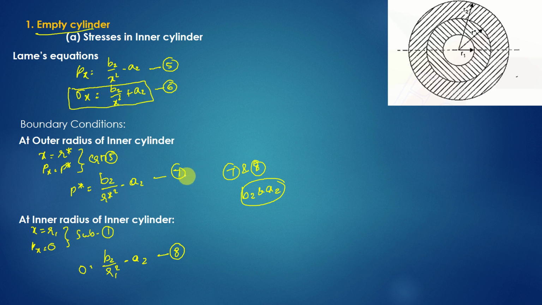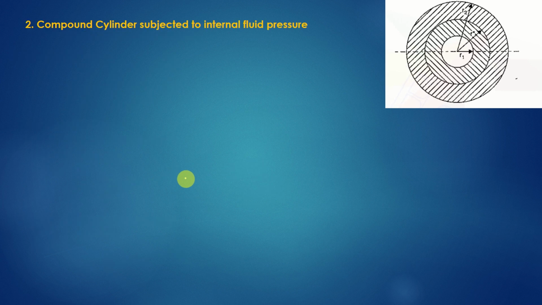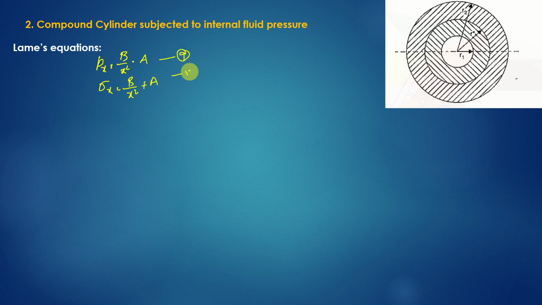If we see the problem, you will understand. So let us move to the compound cylinder, subjected to internal fluid pressure. Now we are considering this compound cylinder as a single unit, not two cylinders. It is a single unit having pressure inside, fluid inside. So let us see Lame's equations we have. Px is equal to B by x square minus A. I am taking capital letters here. Sigma x is equal to B by x square plus A. Take them as equation number 9, and this is equation number 10. Here A and B are constants of the compound cylinder.